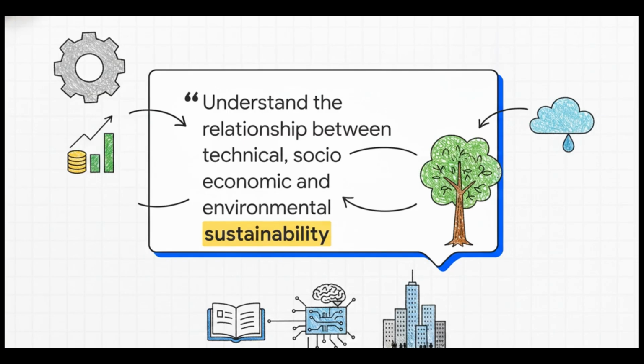It asks learners to understand the relationship between the technical, socioeconomic, and environmental dimensions of sustainability. It's a great reminder that applying these math principles isn't just about cranking out efficient code. It's about using logic to responsibly solve real societal needs.